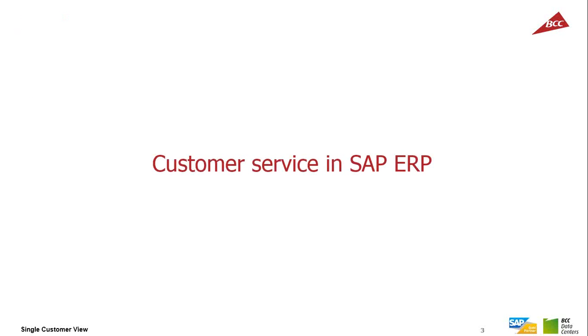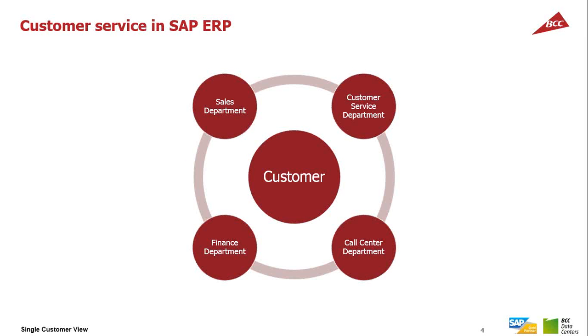Customer service process encompasses all kinds of customer-related activities before, during, and after sales. The process is natively related to CRM systems, and today we are going to answer the question whether and how to achieve satisfactory customer service level in SAP ERP. In general, there are 4 departments in the company that are especially interested in customer-related data. This is sales, customer service, call center, and finance department.